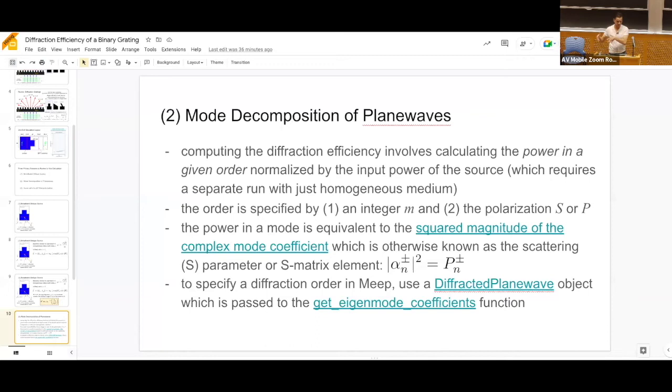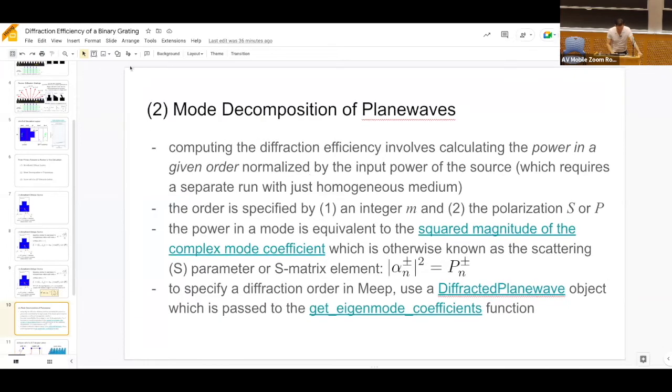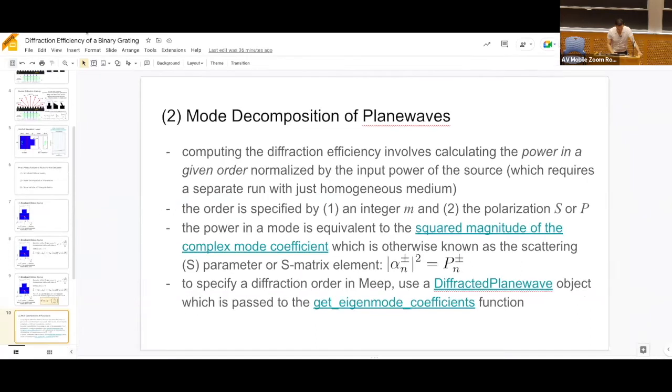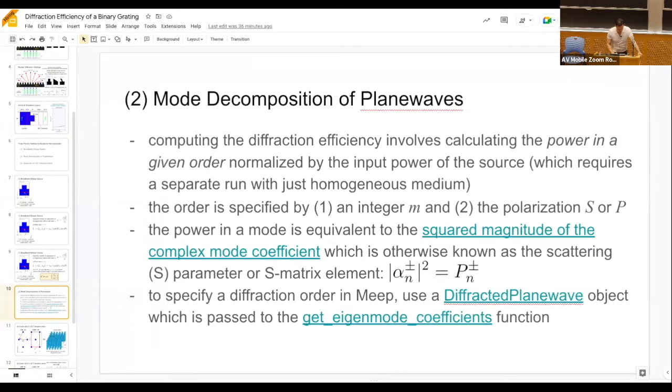So this diffracted plane wave object is the API that you use to specify the plane wave that you're interested in. You pass this to get eigenmode coefficients, and then Meep will compute that complex mode coefficient, which you square. Then you normalize it, dividing by the input power, to get the actual diffraction efficiency. I'm going to show you how this all works in a second. So that's really it. These are the key details for how you set up these calculations.